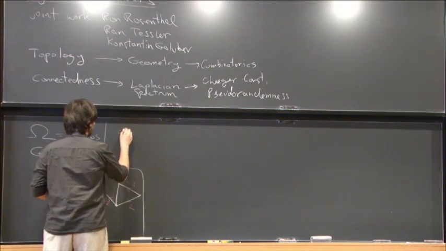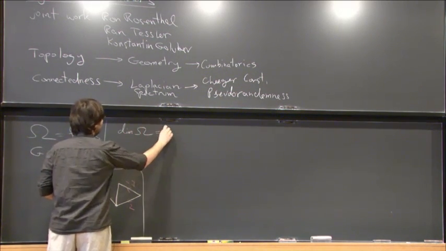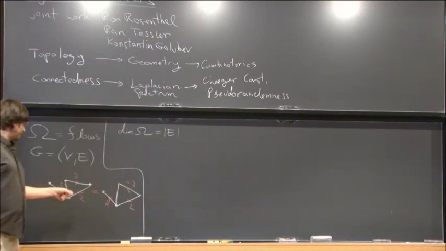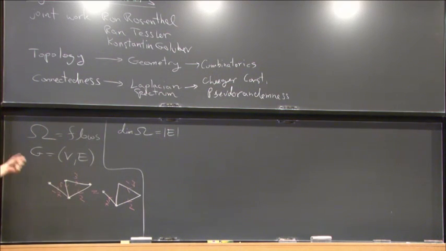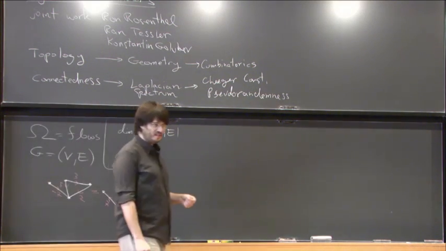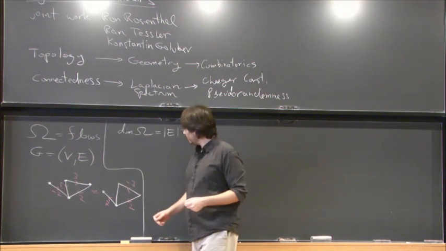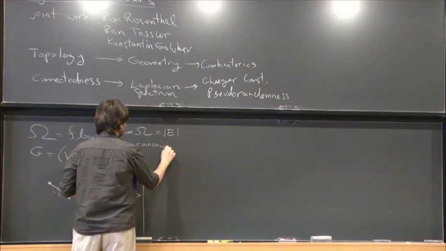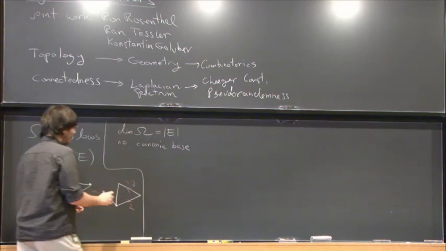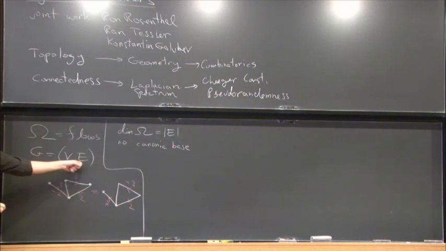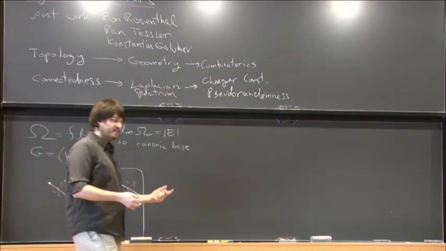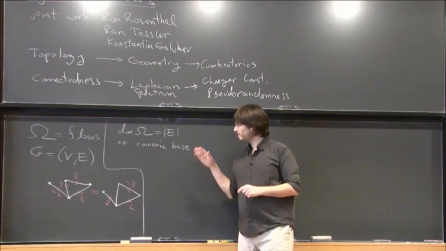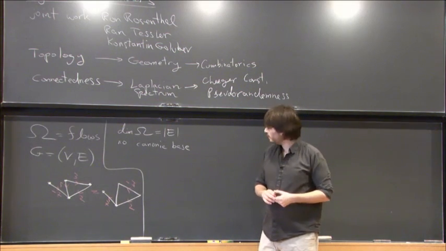So the dimension of omega is the number of edges. I need to assign a value to every edge. But unlike, for example, functions on the vertices, I don't have a canonical choice of basis, and this makes it a little bit harder to work with. I do get bases if I choose an orientation for the edges, but it's not canonical in any sense. Usually, you don't want to do this if you can avoid it.